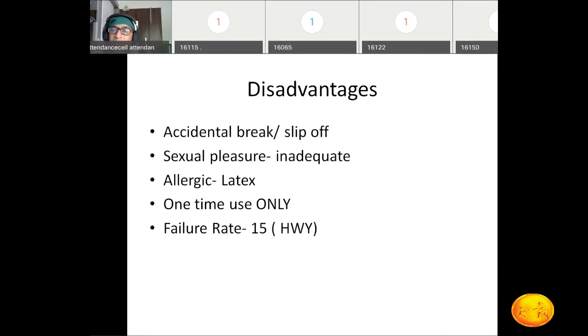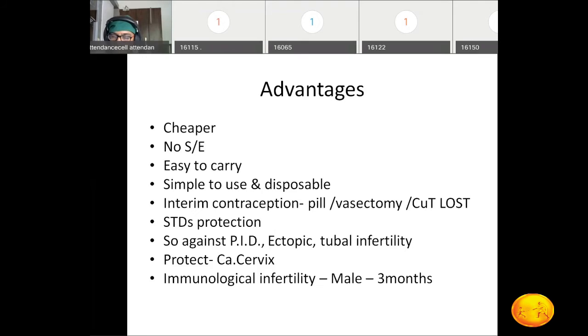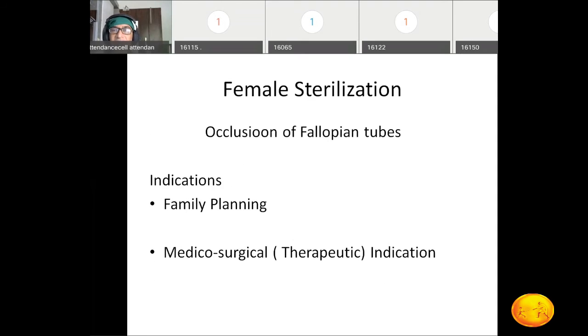Next, we come to female sterilization. That is the family planning operation, very commonly known as family planning operation. So, what does it mean? It means occlusion of the fallopian tubes at some places. We have to occlude the fallopian tubes. Block the fallopian tubes. Both the tubes should be blocked, not only one.